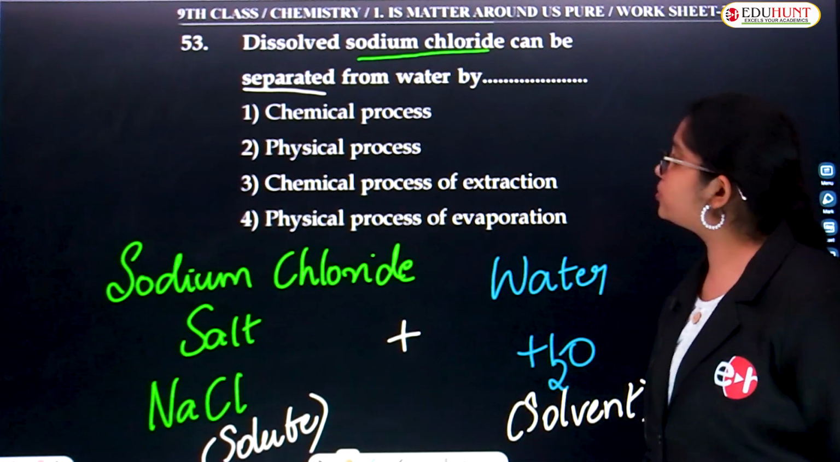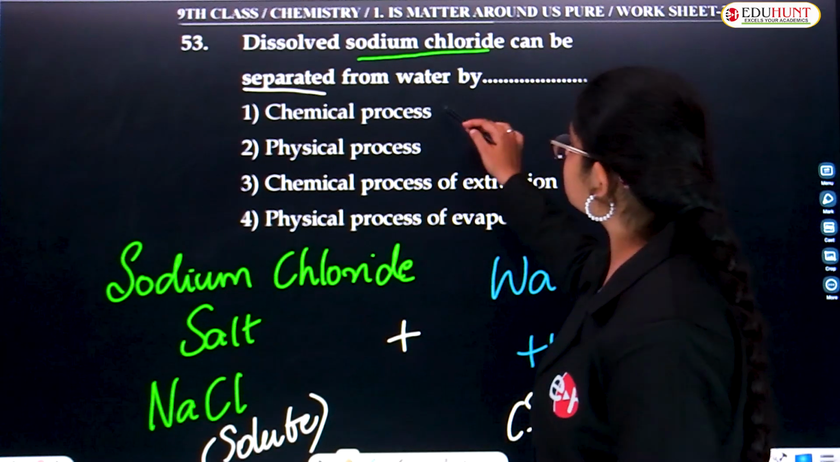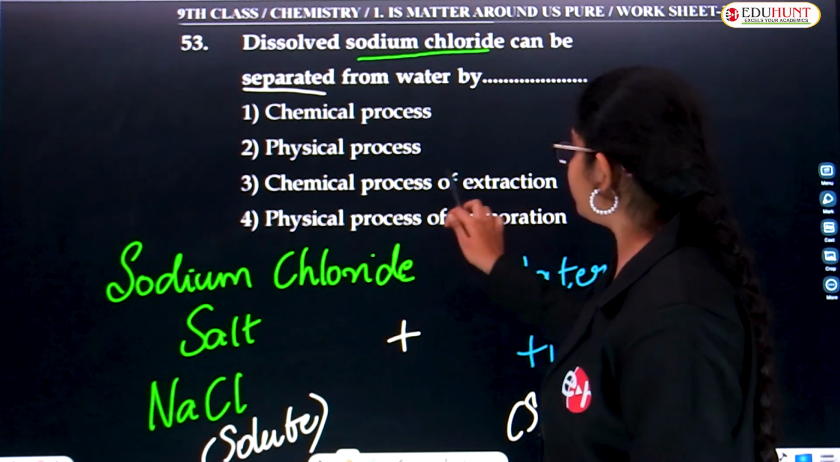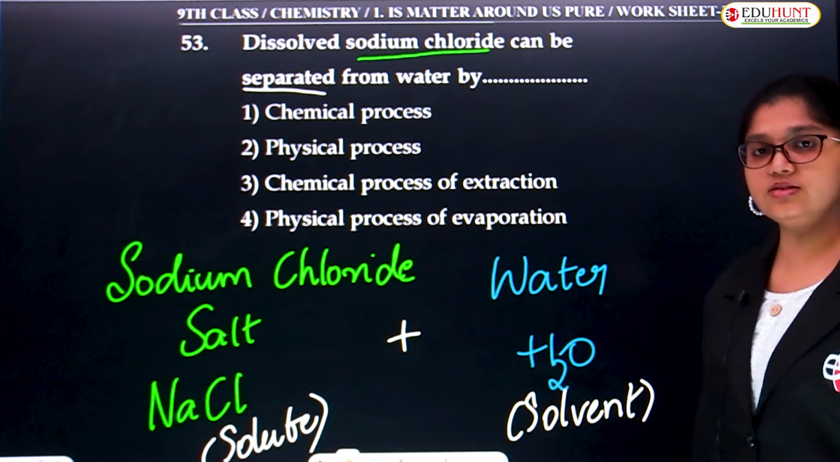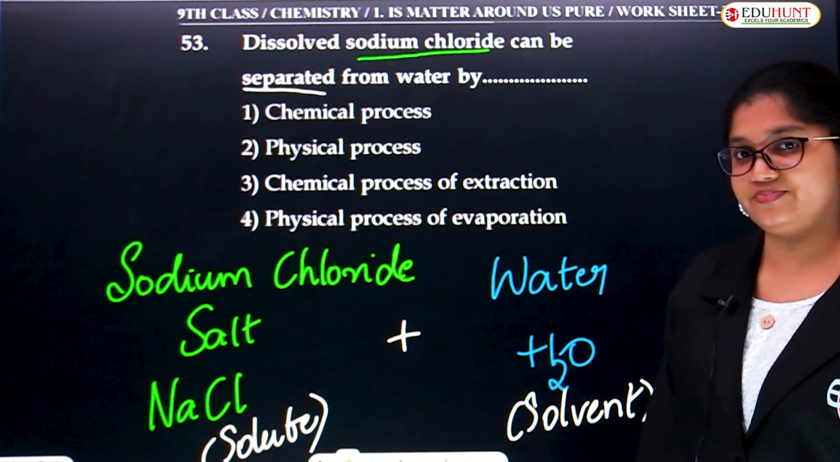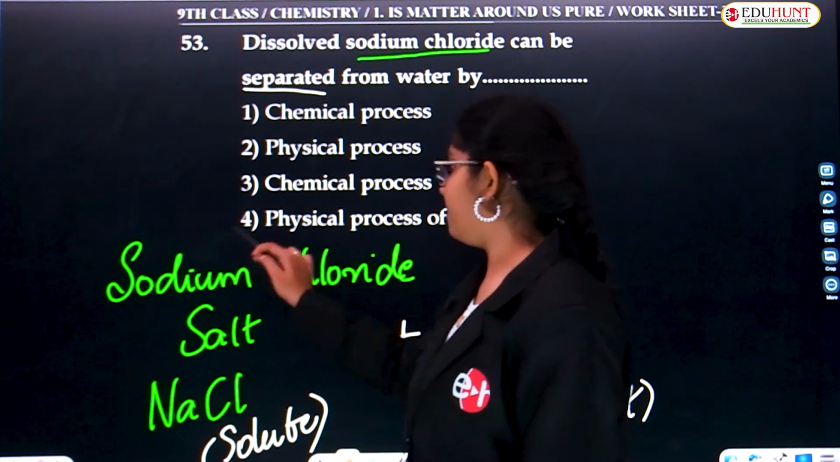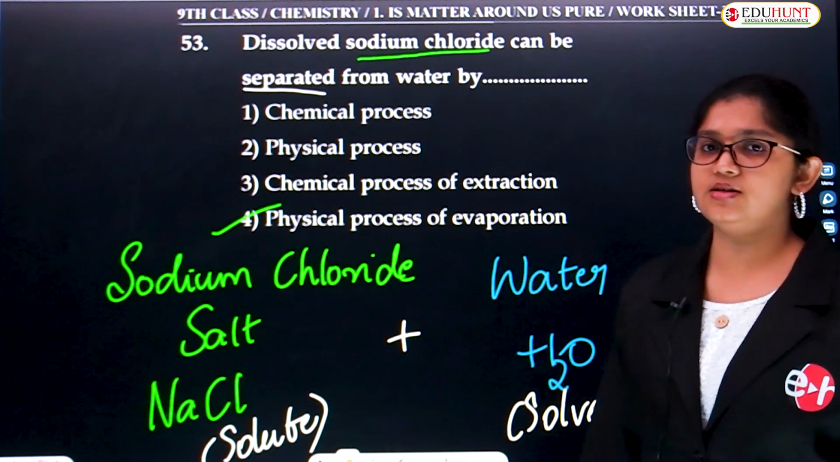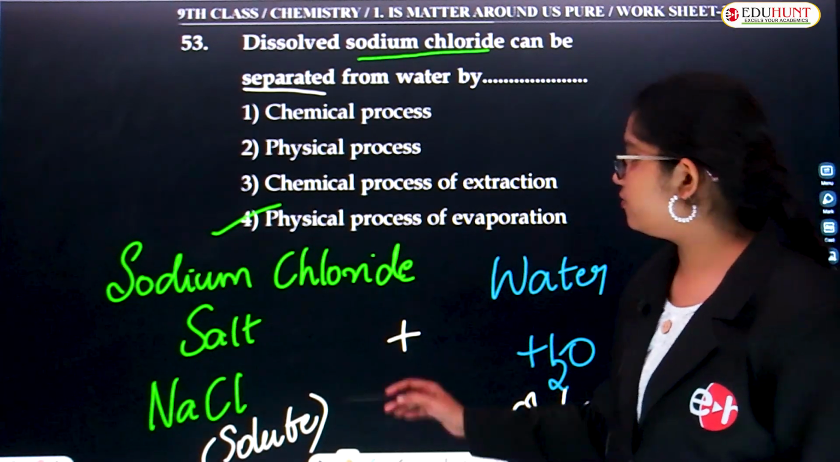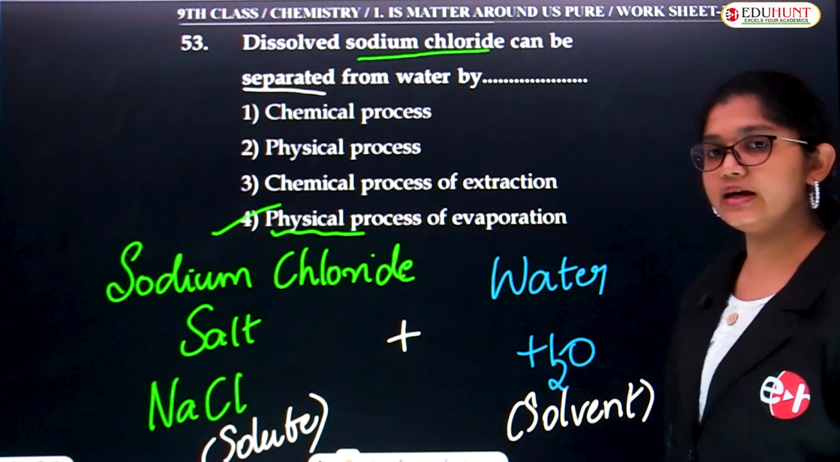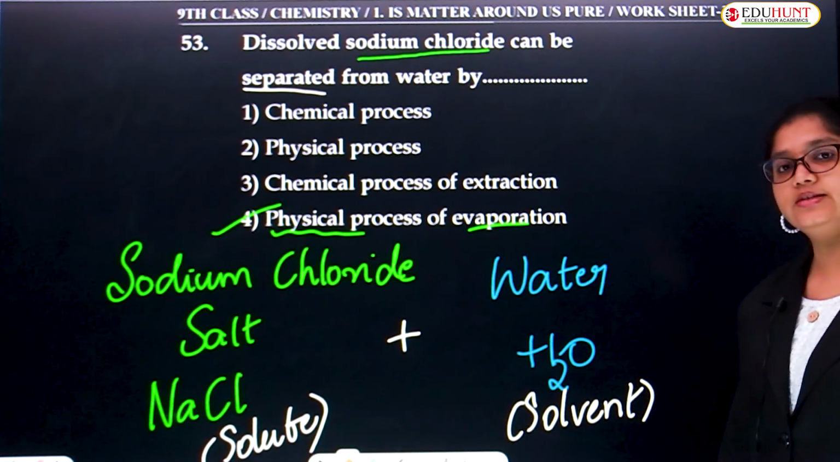But here we have the options: chemical process, physical process, chemical process of extraction, physical process of evaporation. What is the answer, children? Physical process of evaporation. Why physical process? Just heating. What is evaporation? It is heating, right? So heating is nothing but a physical process. Clear now? Of evaporation. Get it?